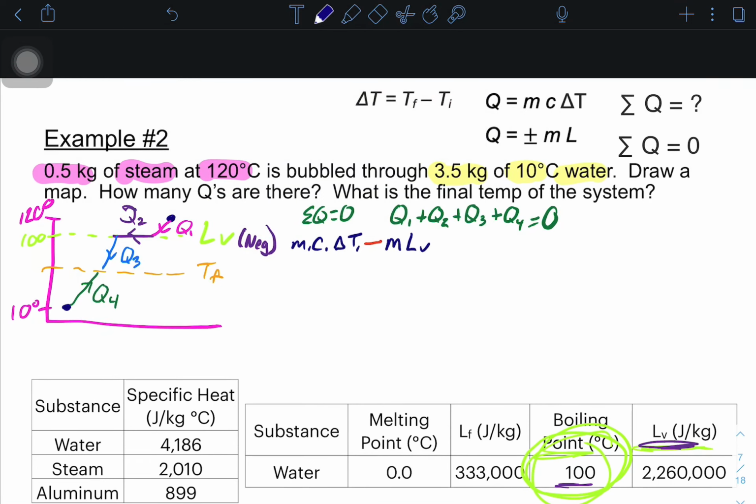Then my Q3 is M3 C3 delta T3, because that's a temperature change. And my Q4 is also a temperature change, so that's M4 C4 delta T4. And that's equal to 0.